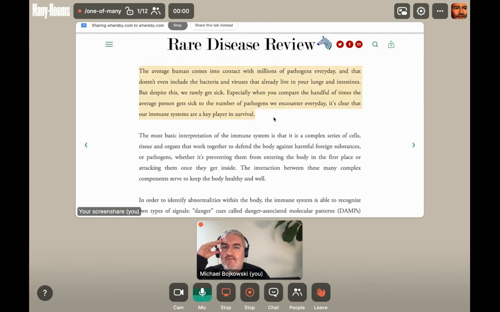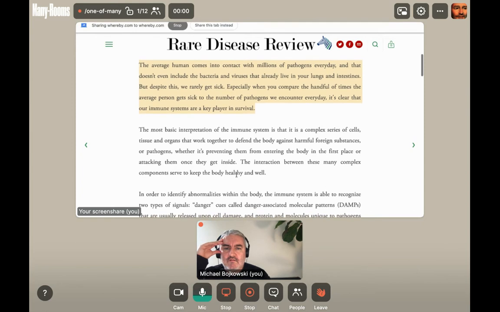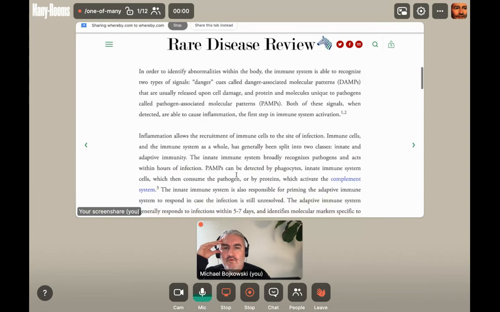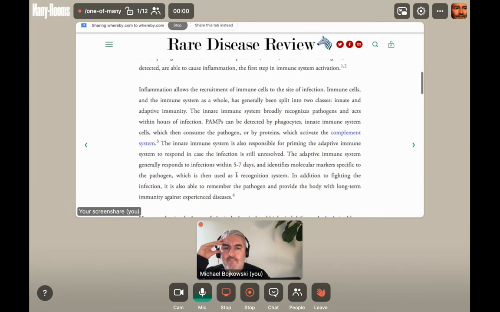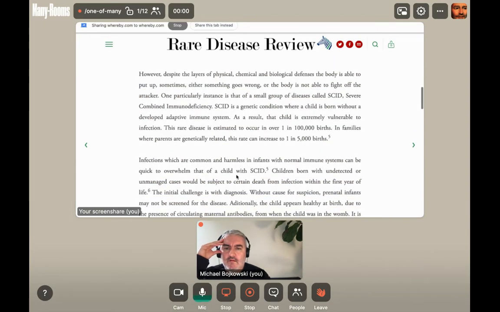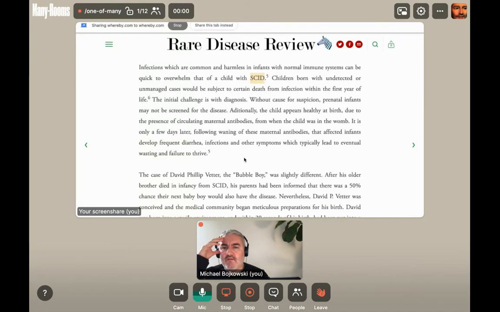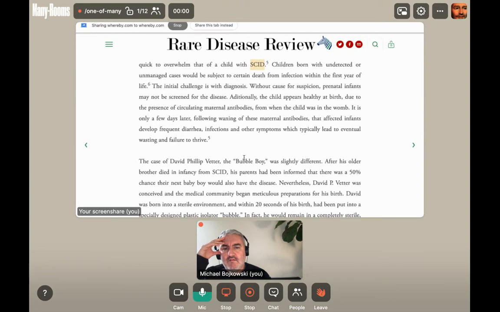The average human comes into contact with millions of pathogens a day. It doesn't include bacteria and viruses or daily mistakes. What happens though? Infections which are common and harmless in infants with normal immune systems can be quick to overwhelm that of a child with SCID. So it doesn't say that they don't have any immunity whatsoever. Children born with undetected or unmanaged cases will be subject to certain deaths from infection within the first year of life. Initial challenges with that diagnosis.